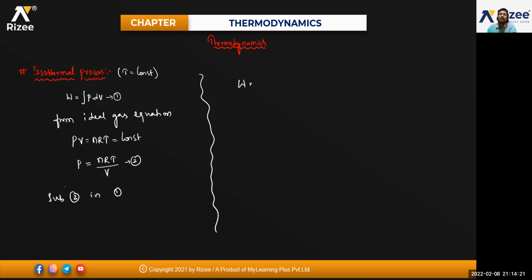W will be equal to the integral of P, which is nRT divided by V, into dV. Limits will be from V initial to V final. So work done is equal to nRT, T is a constant, times the integral of 1 by V dV. This is the initial volume and this one is the final volume. So W is equal to nRT times the integral of 1 by V dV, which is equal to how much, beta?